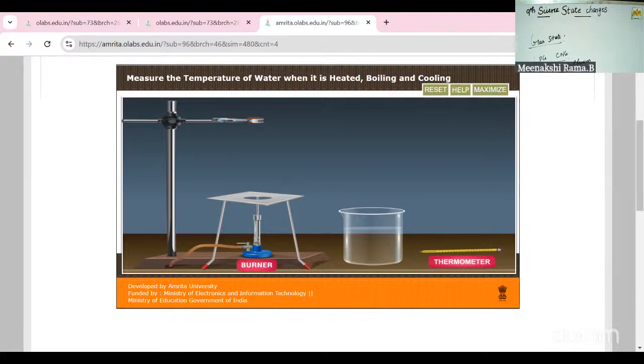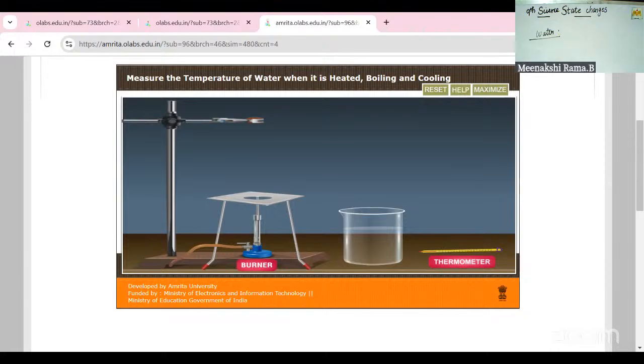Today we are going to learn the state changes, how the states change from one to another. Water has a very special nature. Water can exist in three states. The material that exists in three states is water.